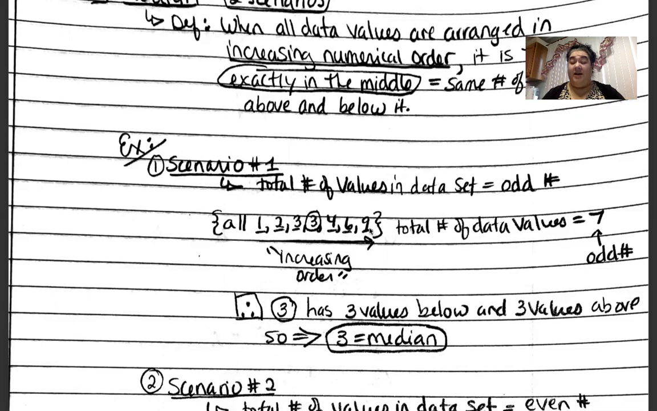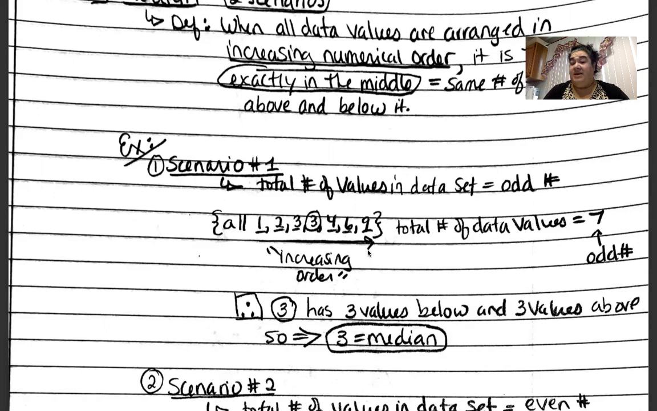When looking to find the median, we make sure that our data values are listed in increasing order, and you can see that they are from left to right. We're going from the least numerical value, which is 1, to the highest numerical value, which is 9. And now that I have them in increasing order, I look for the value that's directly smack dab in the middle, and it happens to be this 3. This 3 has 3 values below it, and it has 3 values above it. So this 3 represents the median for this set of data.